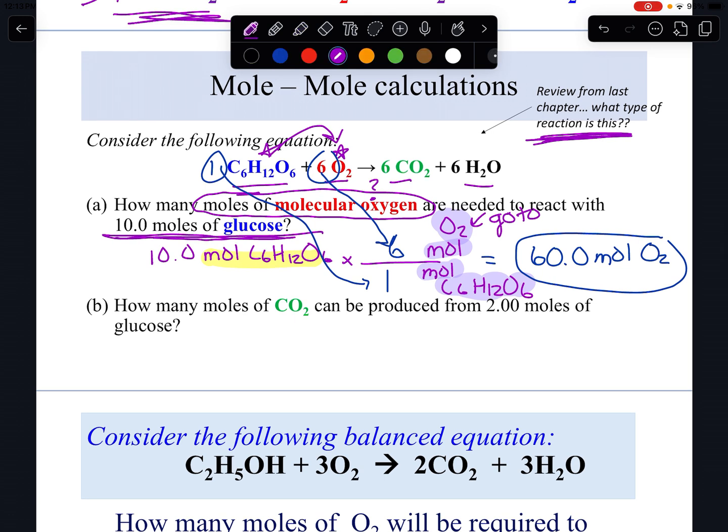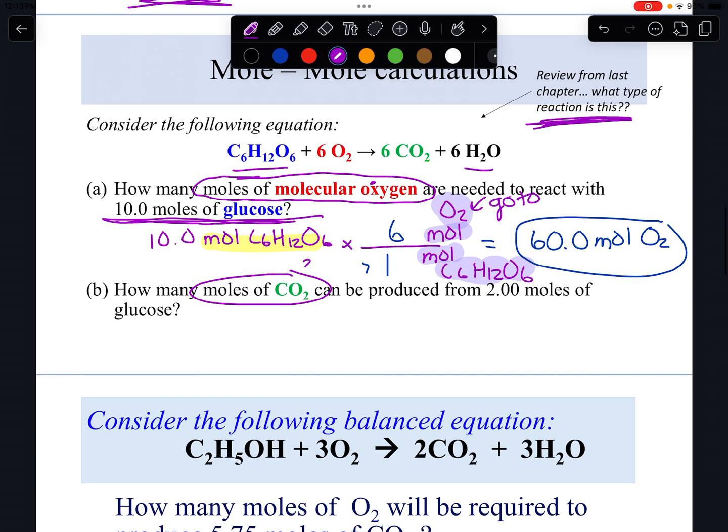All right, let's do another one here. So we have: how many moles of CO2, this is what we're looking for, can be produced from 2 moles of glucose. So let me go ahead and erase all the stuff that I put up here so we can reutilize that. So we are always going to start with what we are given number-wise. So we are starting with 2 moles of glucose, and again, you don't have to know which one that is. I will always tell you that.